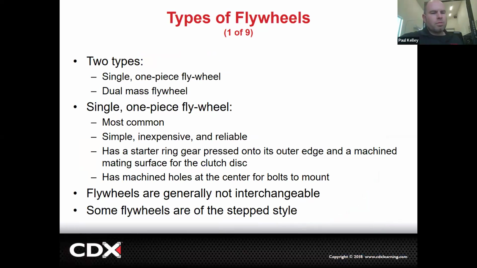Overall, two types. Single one piece, so nice, so simple, so easy, so cheap. Dual mass, oh, a lot more money. There's a reason for the dual mass. It all has to do with that thing we talked about, NVH: noise, vibration, harshness. A little bit of vibration, but mostly more for harshness.